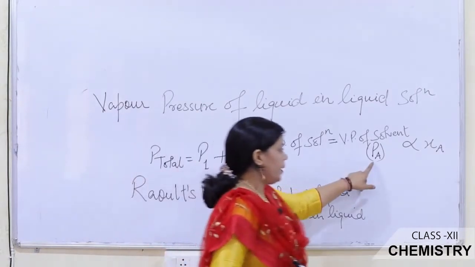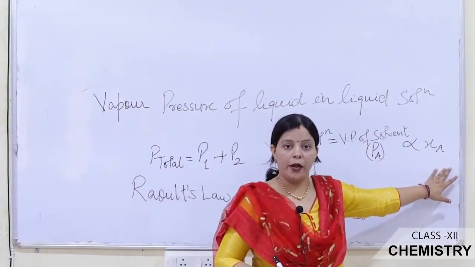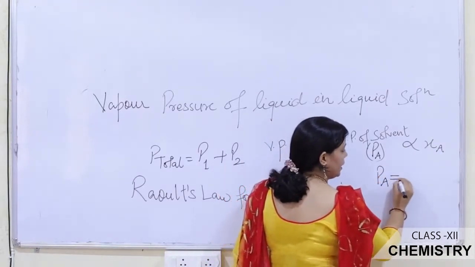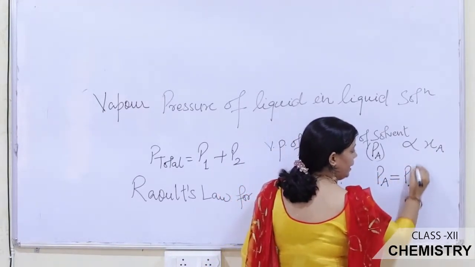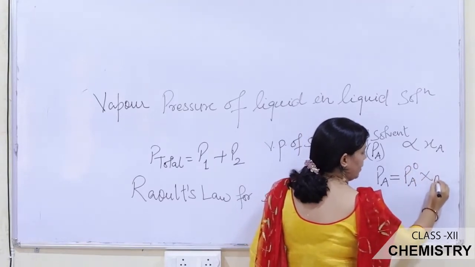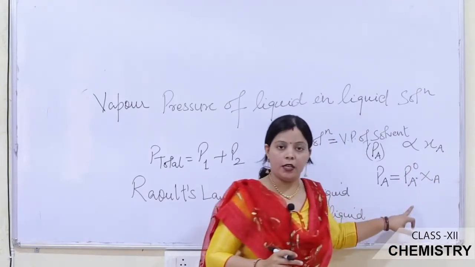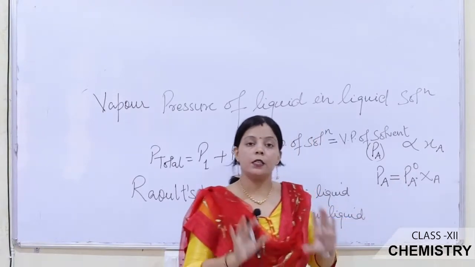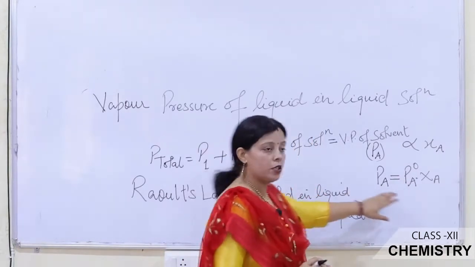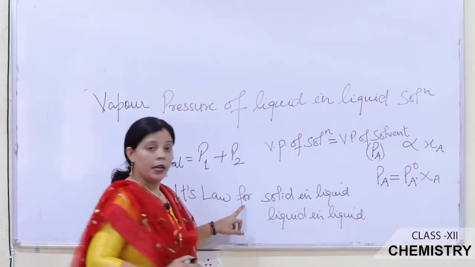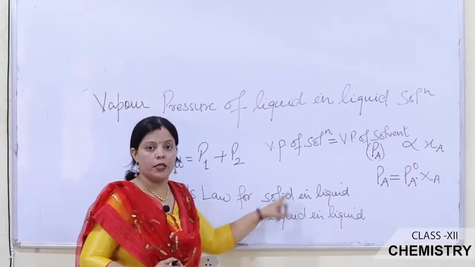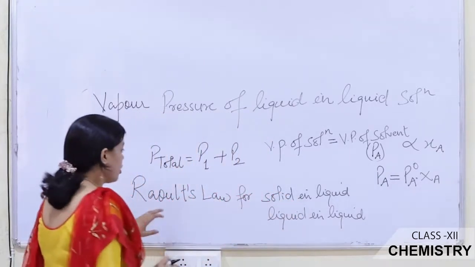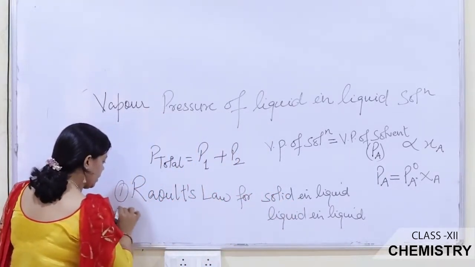That is, Pa is directly proportional to Xa, and when we remove the proportionality, a constant is added, that is Pa naught Xa. That Pa naught is the vapor pressure of the component in its pure state. This is Raoult's law for a solution in which a non-volatile solute is dissolved in a liquid solvent. This is the first condition.